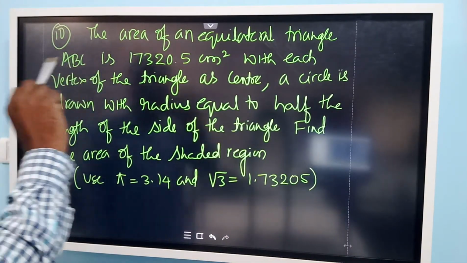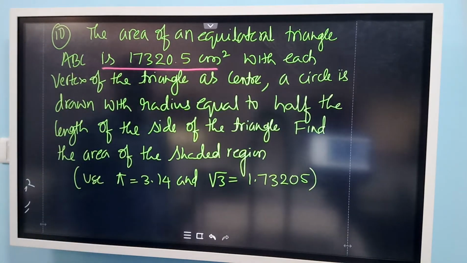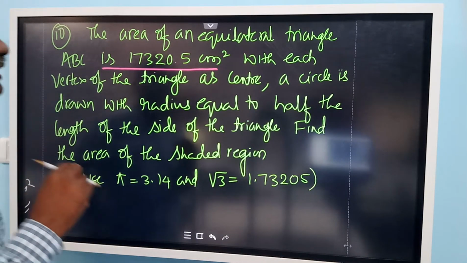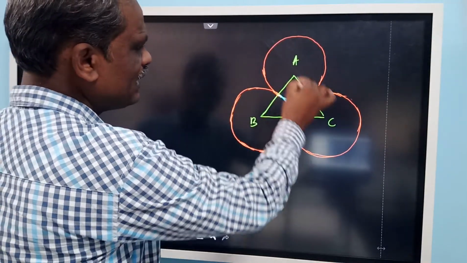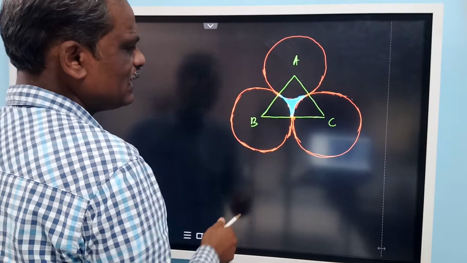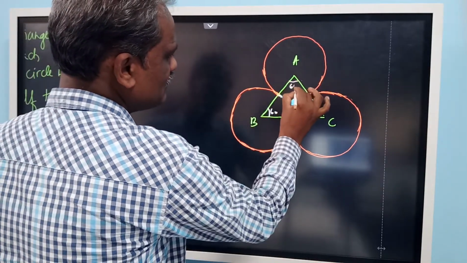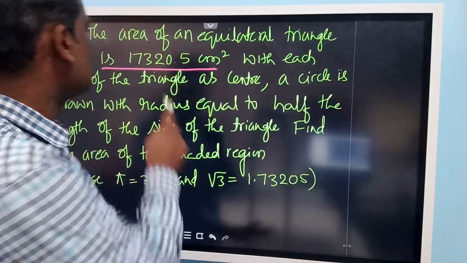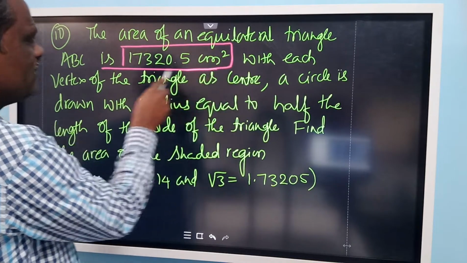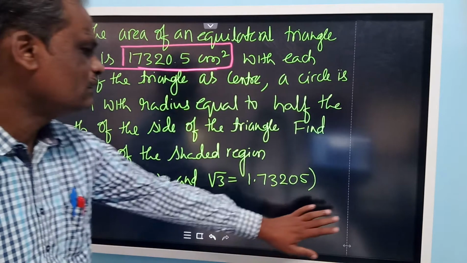The area of an equilateral triangle ABC is 17,320.5 centimeters square. You can see this diagram. This triangle ABC is an equilateral triangle. That means all these angles are 60 degrees. So this area is given as 17,320.5 centimeters square.